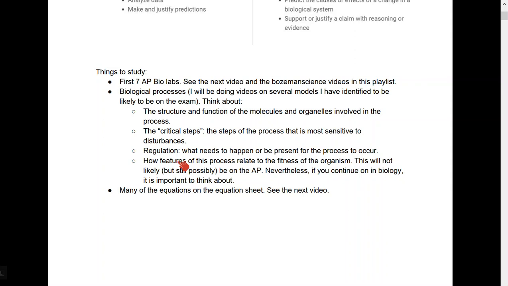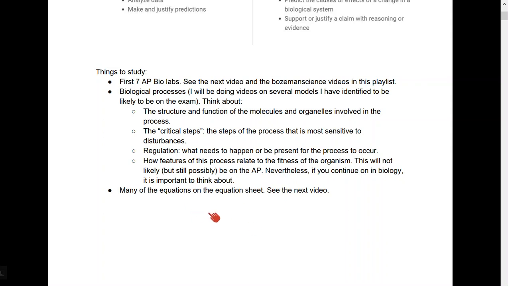And then lastly, we do have how features in this process relate to the fitness of the organism. This will not likely, but it could still possibly be on the AP. Even though evolution is not, fitness is still part of the other units in a smaller way, right? But especially if you continue on in biology, everything gets linked back to evolution, right? That's how everything got here to begin with, features of organisms evolved. We just started with a single cell organism, so it's important to know, when you're understanding it, how did this process evolve?